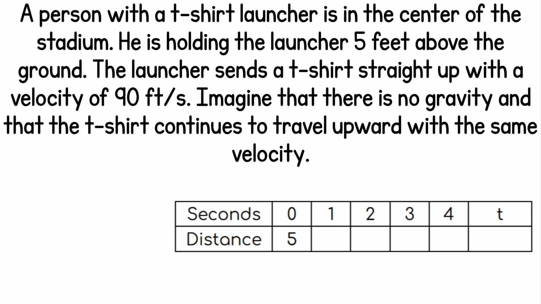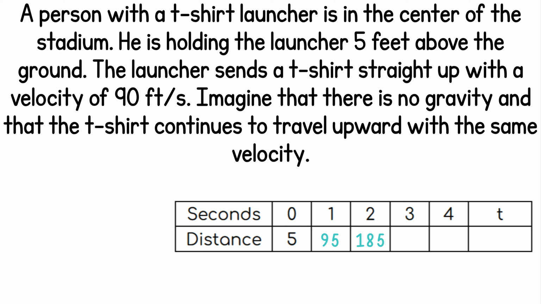We'll use this situation to fill out the table where we're given the number of seconds and we have to find the distance. At 0 seconds, the distance is just 5 feet since that's where the launcher is above the ground. After 1 second, we'll multiply it by the velocity of 90 feet and then add the distance of 5. So for 1 second, the distance would be 95 feet. And at 2 seconds, we'll multiply 2 times 90, giving us 180, and then adding the 5 gives us 185.